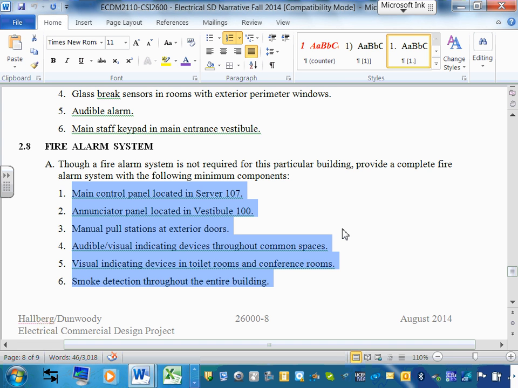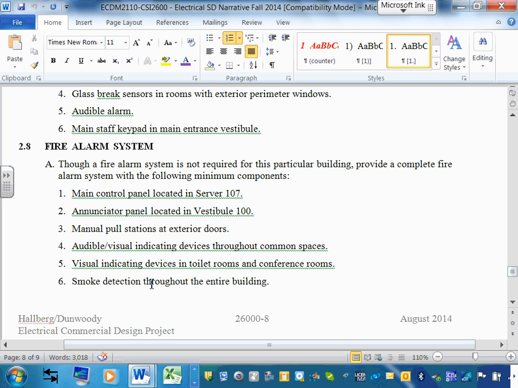In the toilets, do we put a horn? They typically don't put a horn. There are strobes and horns. You can have a horn only, a strobe only, or a strobe-horn combo. The strobe-horn combo typically goes in hallways and big rooms. Strobes only go in bathrooms and smaller offices.